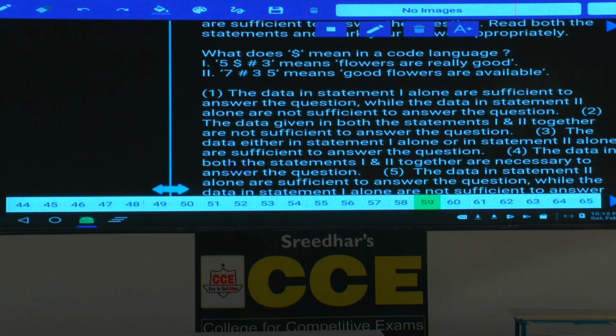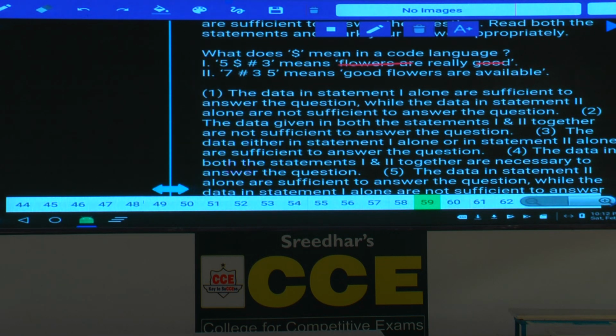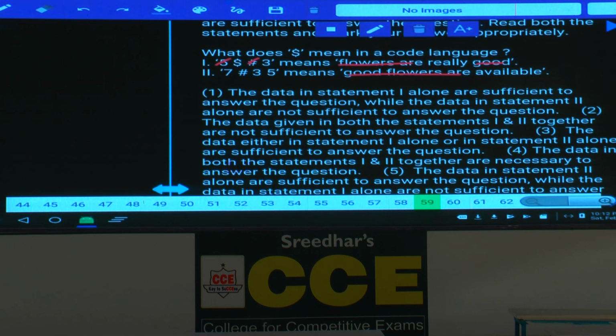Hence by combining these two, tell me what is common here. Flowers are really good and good flowers are available. Good, isn't it? Flowers, are, good are the 3 words which are common between these two, isn't it? As 3 words are common, tell me which 3 codes must be common. What are the 3 codes which are common here? 5 has 3, here also has 3, and 5 are common.